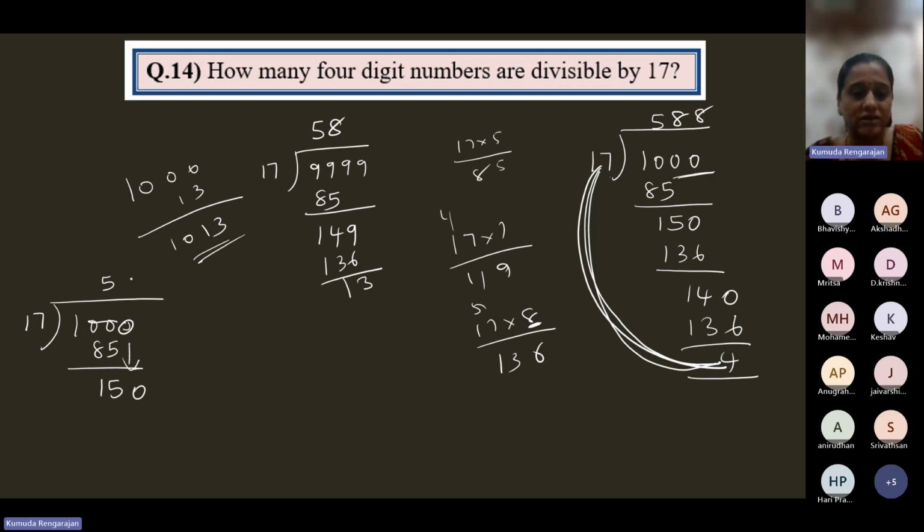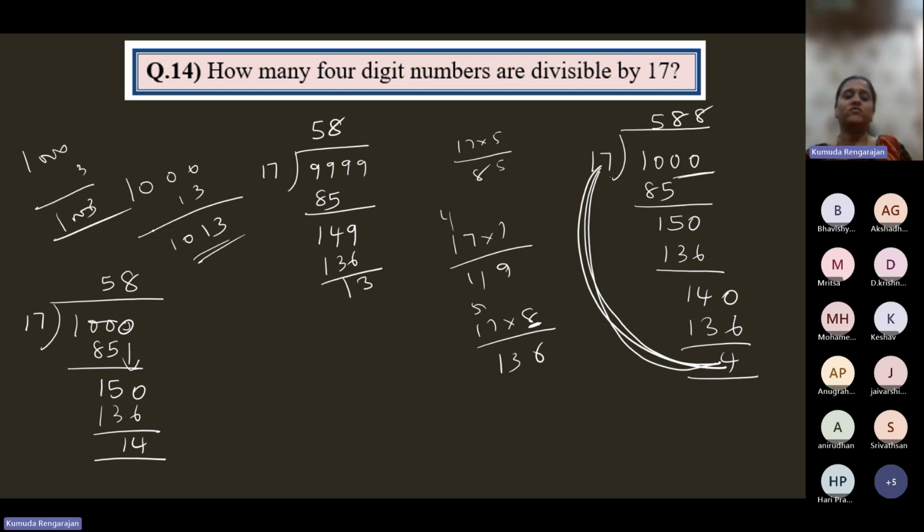And 17 8s are, how much is that? 136. 14 is a remainder. Okay, so 17 minus 14. What is 17 minus 14? 3. So 1000 plus 3, 1003. 1003 is the first 4-digit number exactly divisible by 17.